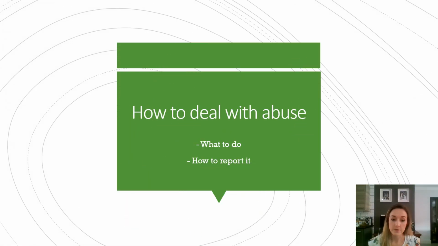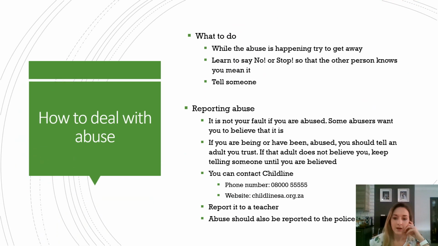So how do we deal with abuse? We're going to talk about what to do and how to report it. So what do you do if you are being abused? First thing you should try and do is to get away from the abuse, whether it's emotional or physical. You need to learn how to say no or stop so that the other person knows that you mean it. You can't say, no, don't do that, please stop, because that doesn't sound like you actually wanted to stop. You've got to be confident and assured of yourself, saying it in a way that the person knows that you mean it.